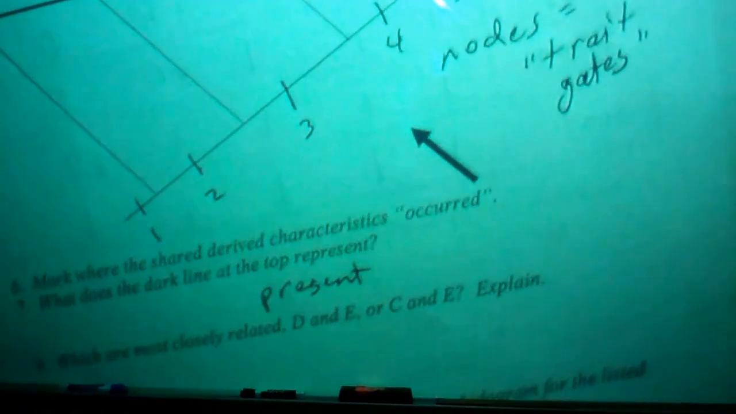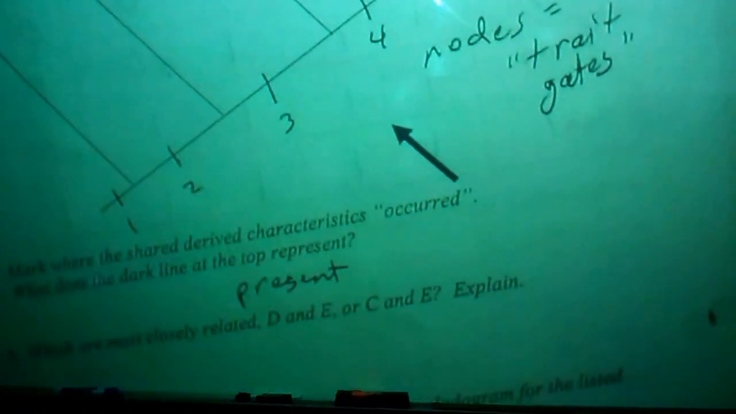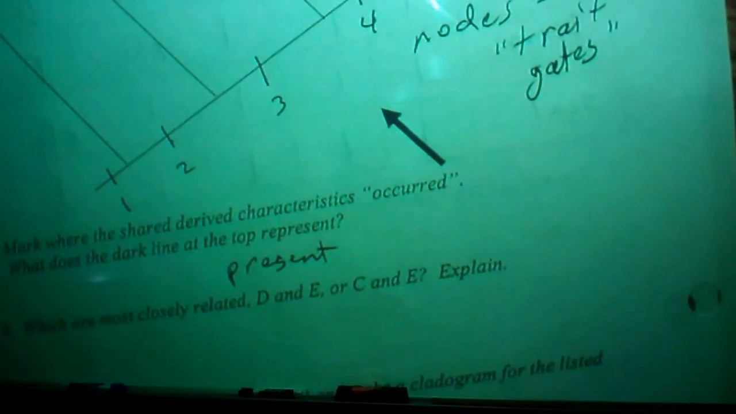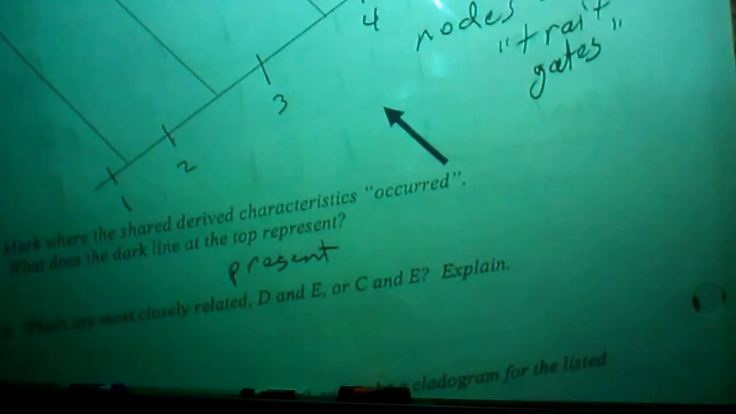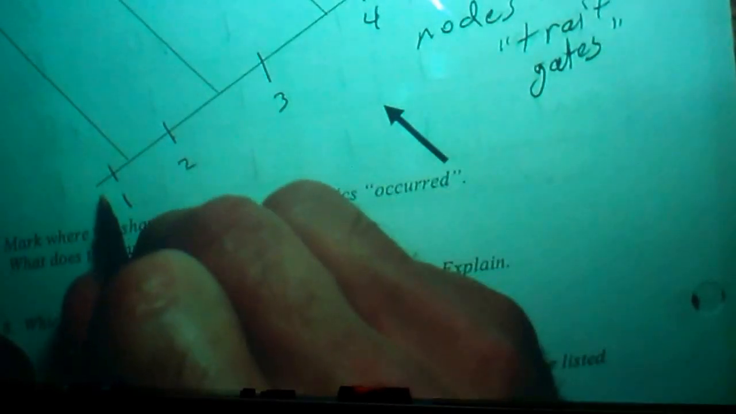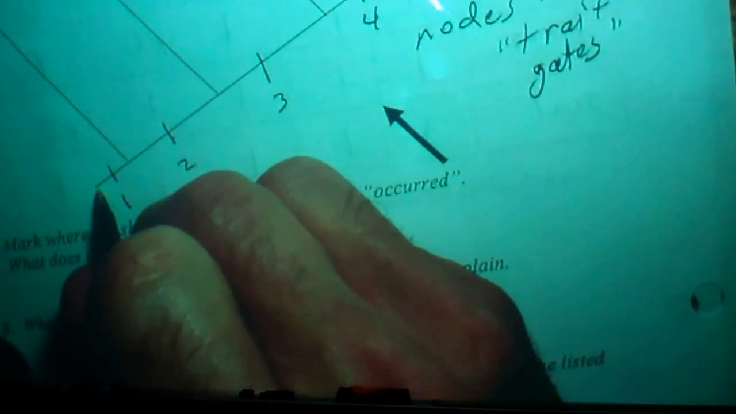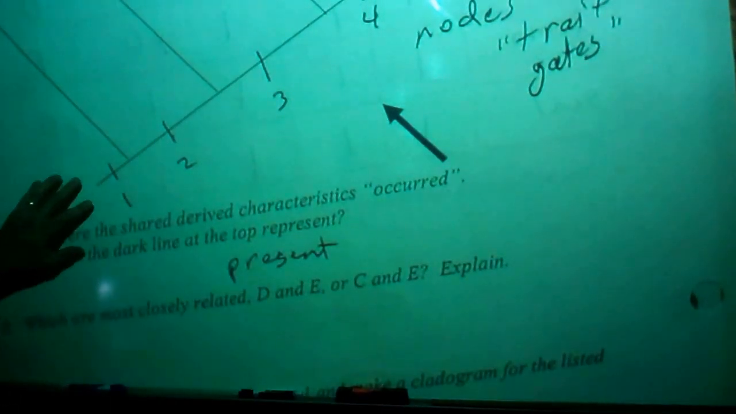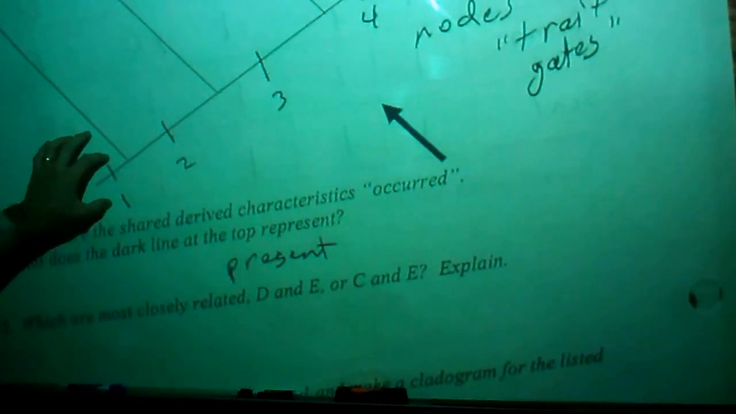So we're going to call this one number 1, 2, 3, 4, 5. And question number 8 says, which ones are most closely related, D and E or C and E? So, whenever you think about these trait gates or these nodes, think about it like this. When this group of ancestors were traveling through time evolutionarily, and it wasn't literally like they were walking on this line, but this is the visual representation of what it was. They were moving through time. They all had this trait, so they continued on through time.